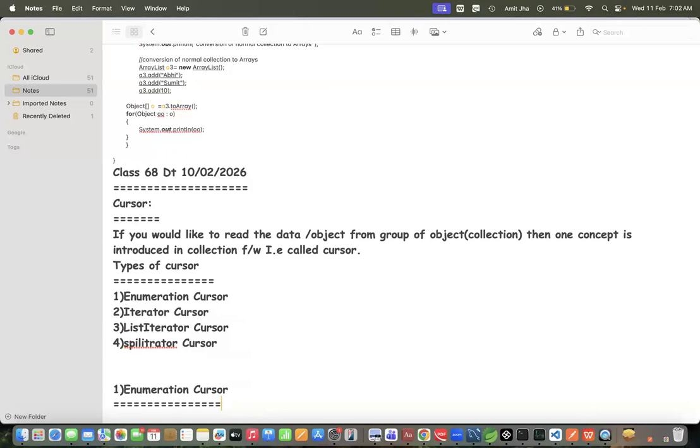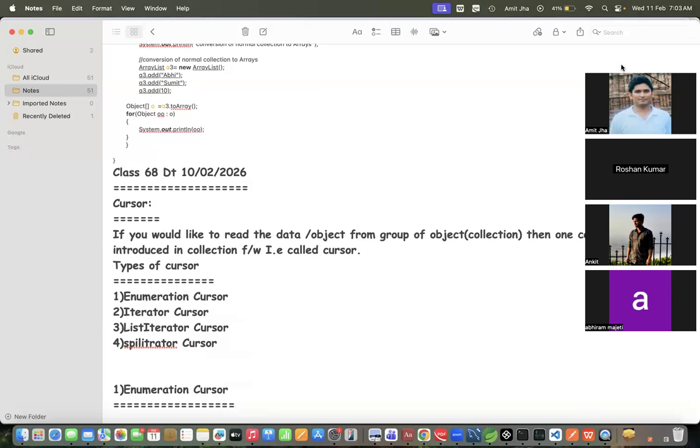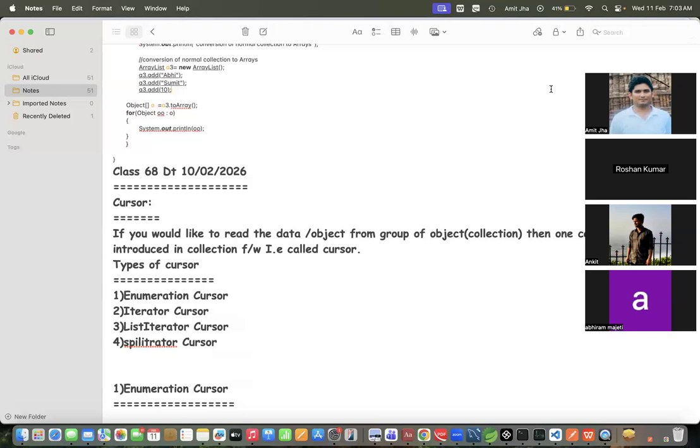Enumeration cursor. So guys, understand. Please be focused. What is an iterator? Are you there, guys? Please be focused. Yes, Amit. It's most important for your interview perspective as well as your knowledge set. If you understand cursor, then your life becomes very easy.